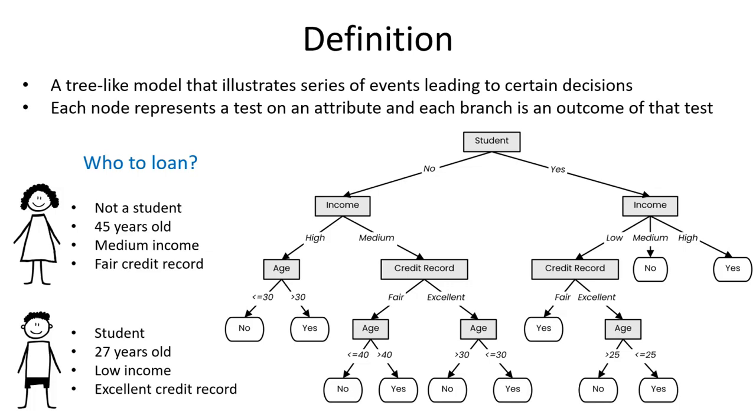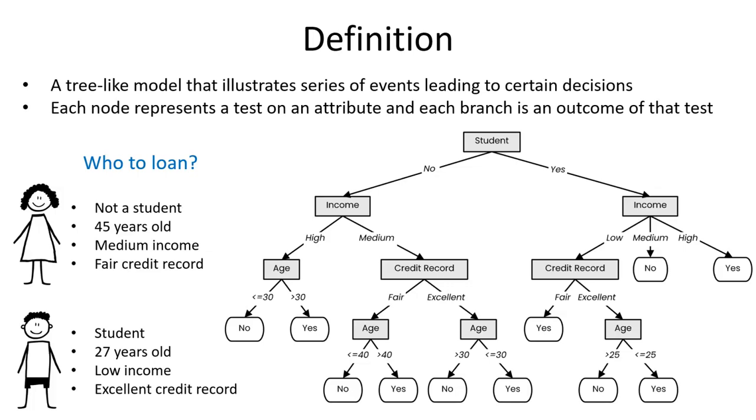We can solve certain problems, for example whom to give a loan. Say it should not be a student, it should be a 45-year-old with medium income and a fair credit record. And if it is a student, it should be a 27-year-old with low income and an excellent credit record. So these are certain criteria, and these criteria can be fulfilled with the decision tree.